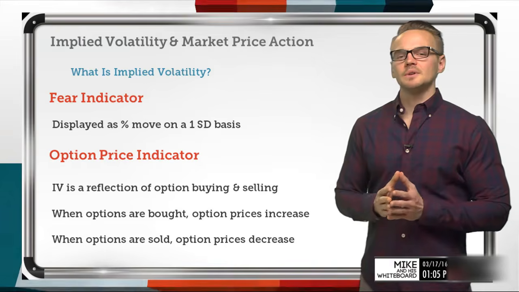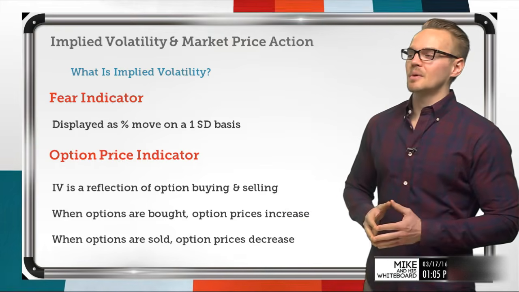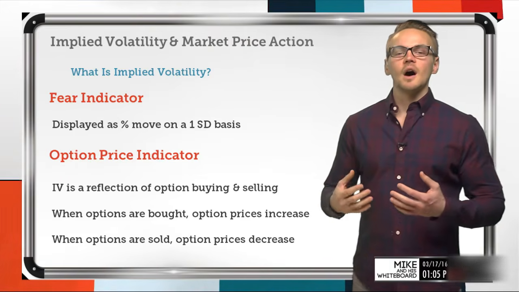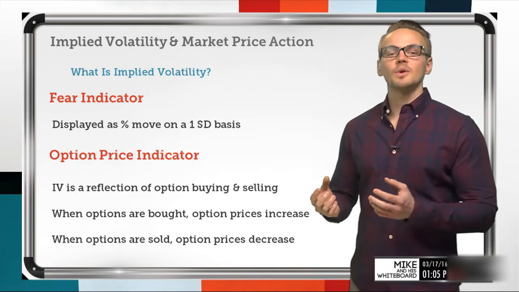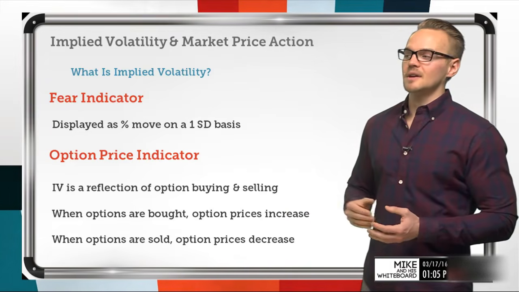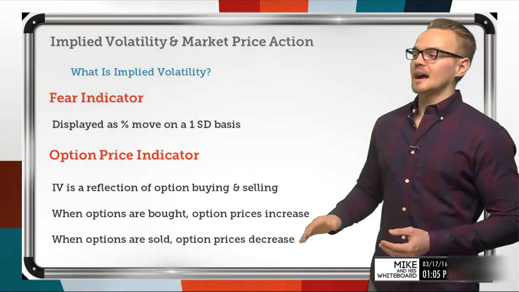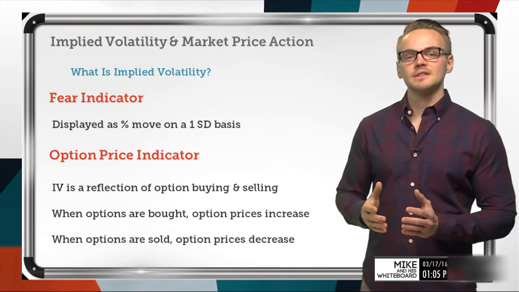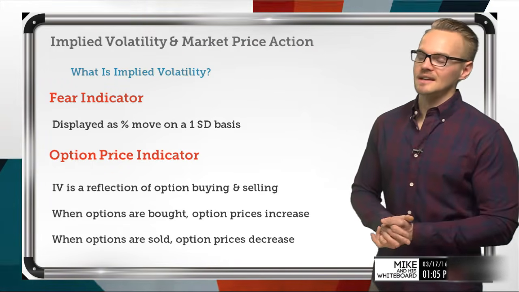So now we're going to talk about a relationship between implied volatility and option prices. So if I know that when options are bought, option prices increase, and when options are sold, option prices should decrease, how does that affect implied volatility? Well, if we know that the option prices are really what's driving the implied volatility factor, if I know that option prices are increasing, then I should expect to see a larger implied volatility. And on the flip side, if option prices are decreasing, I should see a smaller implied volatility. So in what situations would this tend to happen? And we're going to break that down on the next slide here.